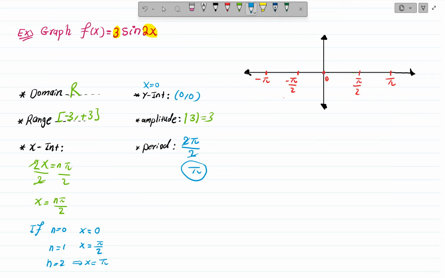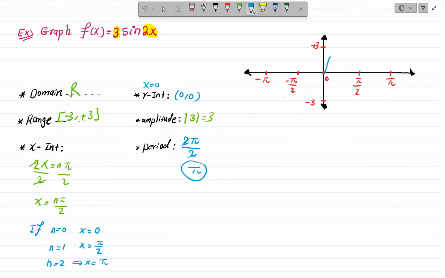Okay, the graph of sine starts from 0. And also something important you should not forget, our range is from -3 until +3. Remember this one. Okay, as we found, now you can graph. The graph starts from 0. One period is going to be until pi.